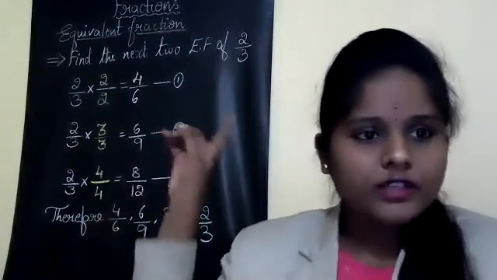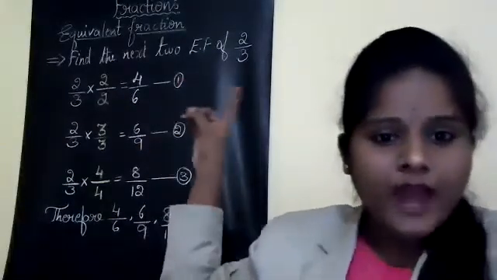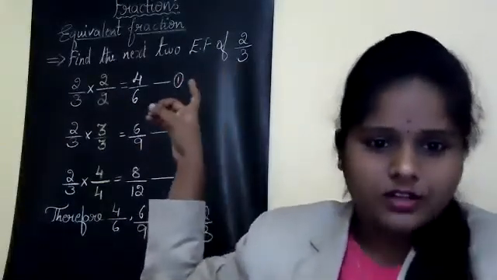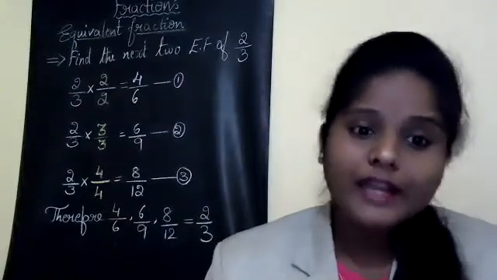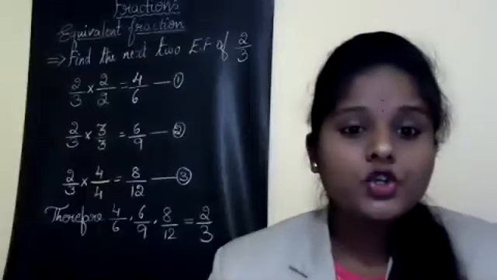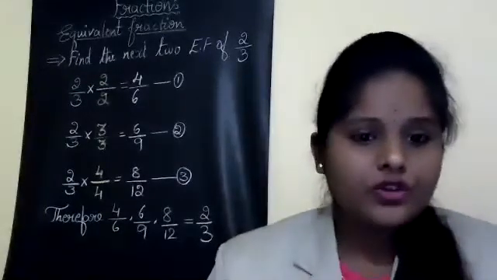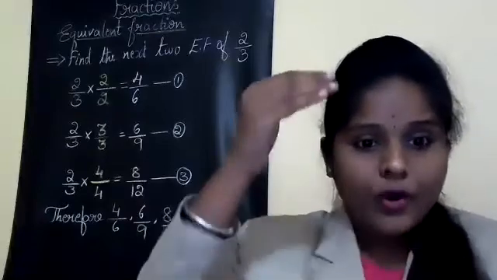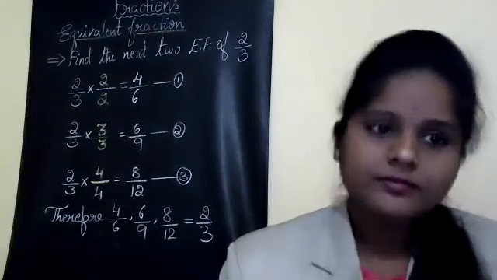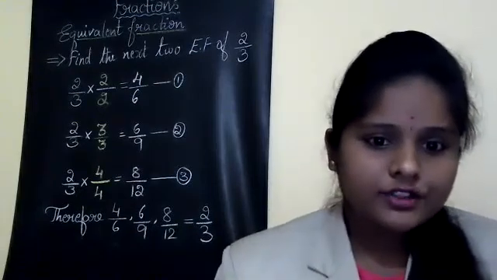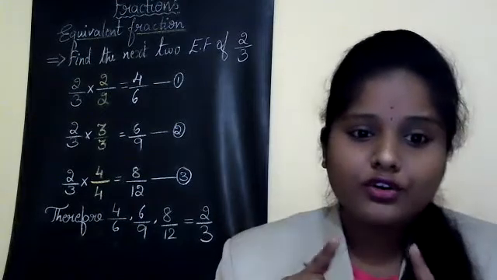Now shall we solve the first example, whatever I have taken on the board? Ready? So the question was, find the next two equivalent fractions, EF means equivalent fraction, of 2 by 3. The question is 2 by 3. What should I do? I should multiply both numerator and denominator by the same number. We should not take 0. There is a strict order. We should not use 0.